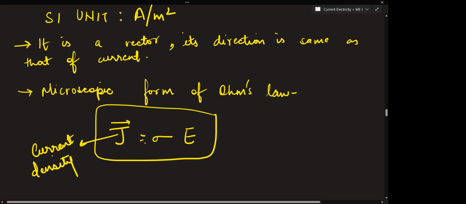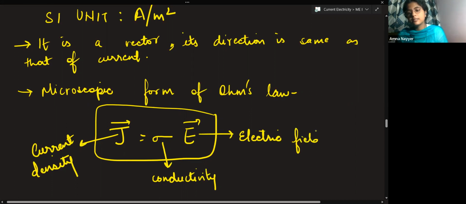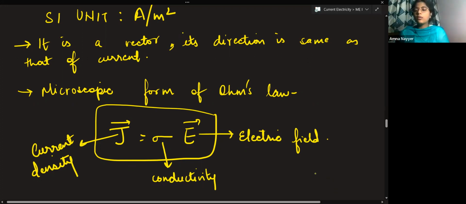All right. So this is current density. This is conductivity. And E is basically the electric field. So there is one more conclusion that can be drawn. That conclusion is that current density is directly proportional to electric field. So if in the exam you get a question like this, electric field is increasing, what will happen to current density? Obviously current density will also increase. So you can conclude from here that current density is proportional to electric field.